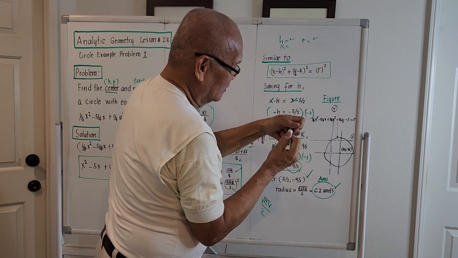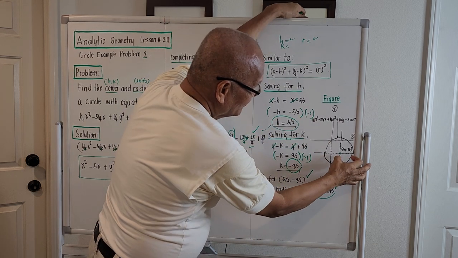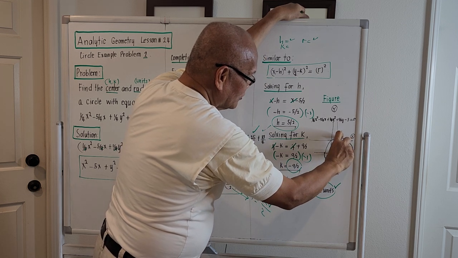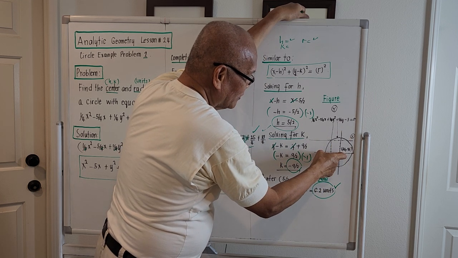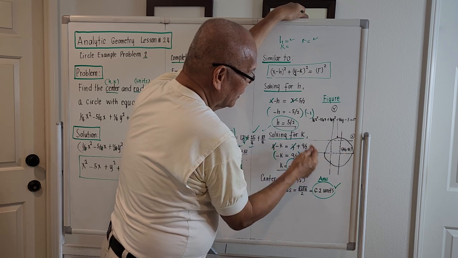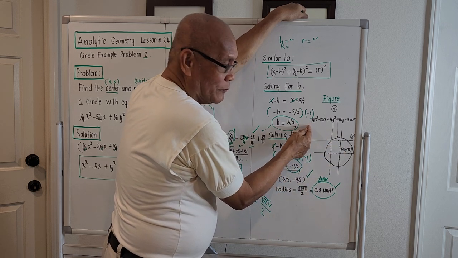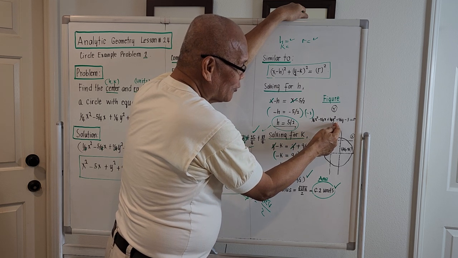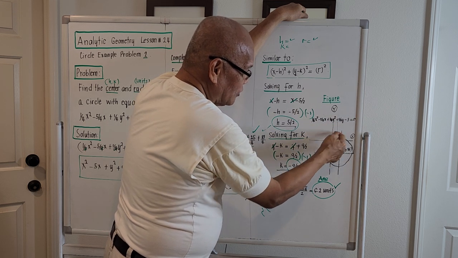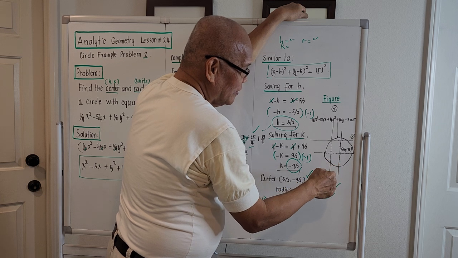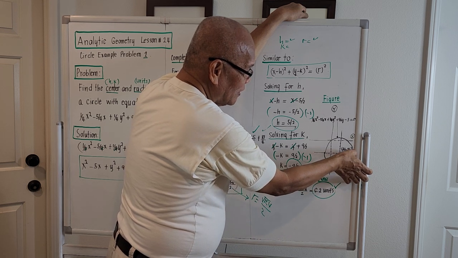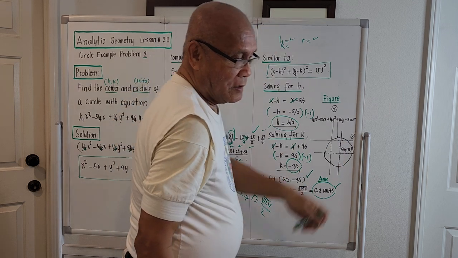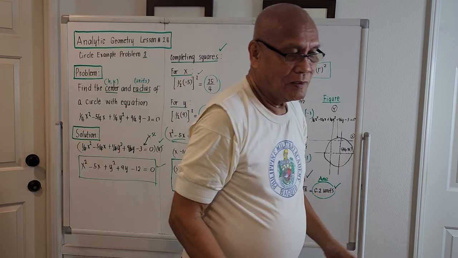So this should be 6.2 units. This is 6.2 units. And the equation of the circle here is the given equation: 1/4 x squared minus 5/4 x plus 1/4 y squared plus 9/4 y minus 3 equal to 0. That's the equation of the circle with the center at 5 halves and negative 9 halves, and the radius is actually 6.2 units.